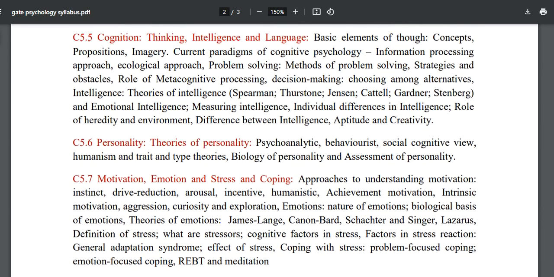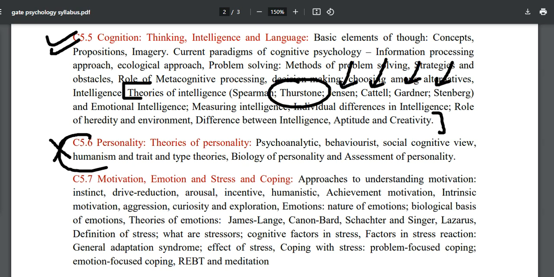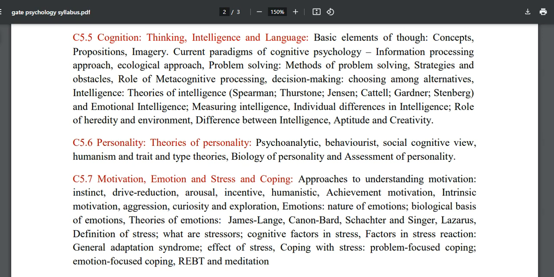Now talking about personality, it is very shallow. There are not many questions from this particular topic, but yes, it is also important. Cognition and learning consists of simple questions. You will see questions like who has given Jensen's theory, who has given Cattell's theory, and which theory Gardner and Sternberg have given. Questions like these only, not that difficult.